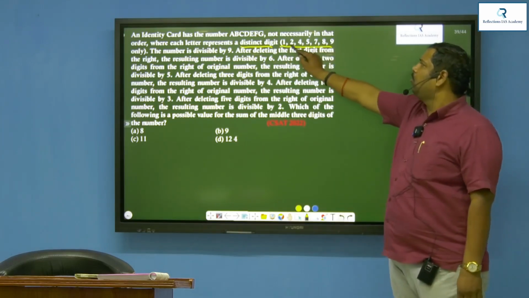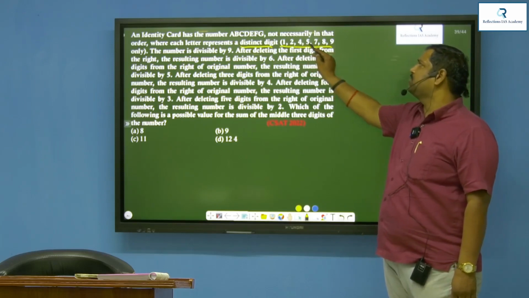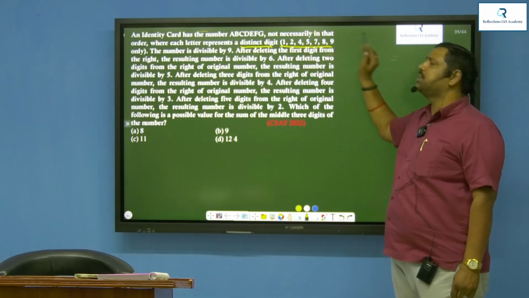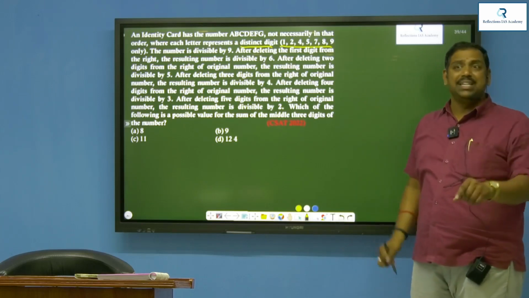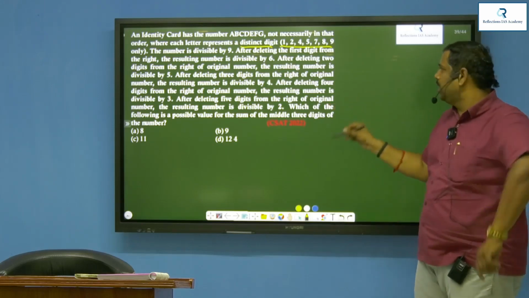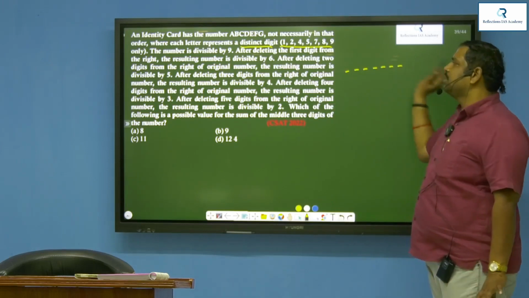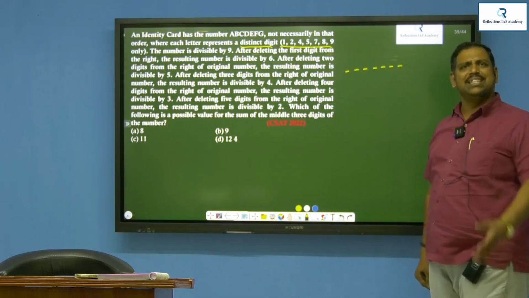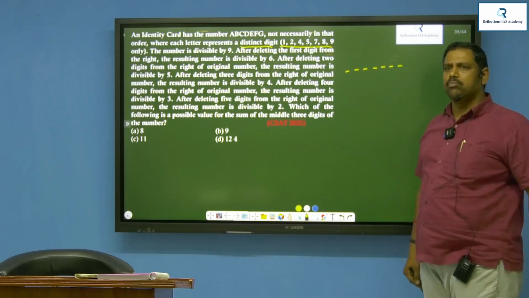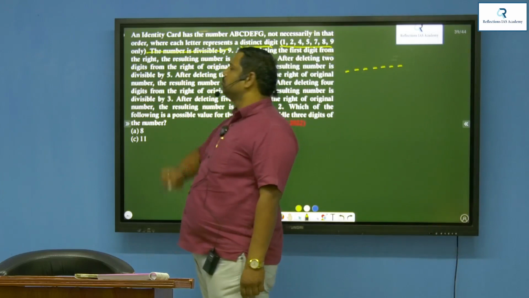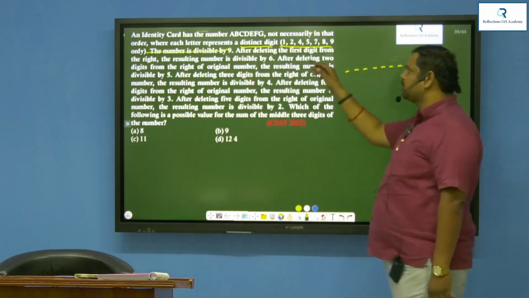Add it first. 1 plus 2, 3, 3 plus 4, 7, 7 plus 5, 12, 12 plus 7, 19, 19 plus 8, 27, 27 plus 9 is 36. Yes, it is divisible. Means any order I can take. 1, 2, 3, 4, 5, 6, 7. It is divisible by 9. This is nothing, according to me. This number is already divisible by 9. I know that. No need to give this statement for me. Redundancy. Go to the next one.